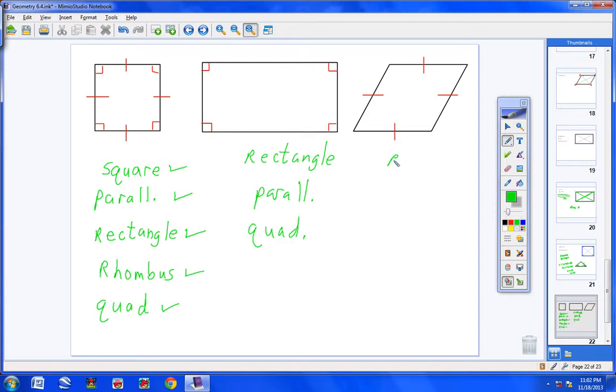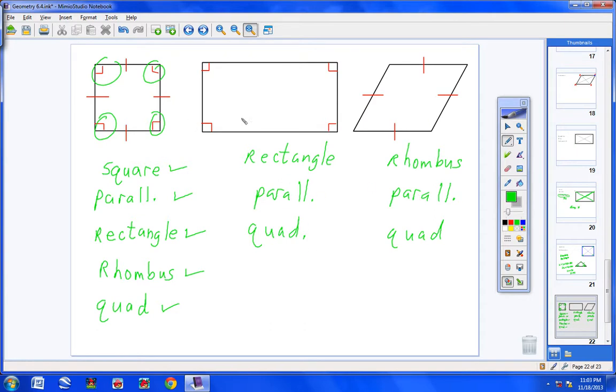sides. Okay, now this is a rhombus. And if this is a rhombus, then I also know that it's a parallelogram. And I also know that it's a quadrilateral. There's no way it's a square. A square has to have 4 right angles. And it doesn't have 4 right angles. There's no way it's a rectangle. A rectangle has to have 4 right angles also, and it doesn't. But it is a rhombus because it has 4 congruent sides. It is a parallelogram, and it is a quadrilateral.